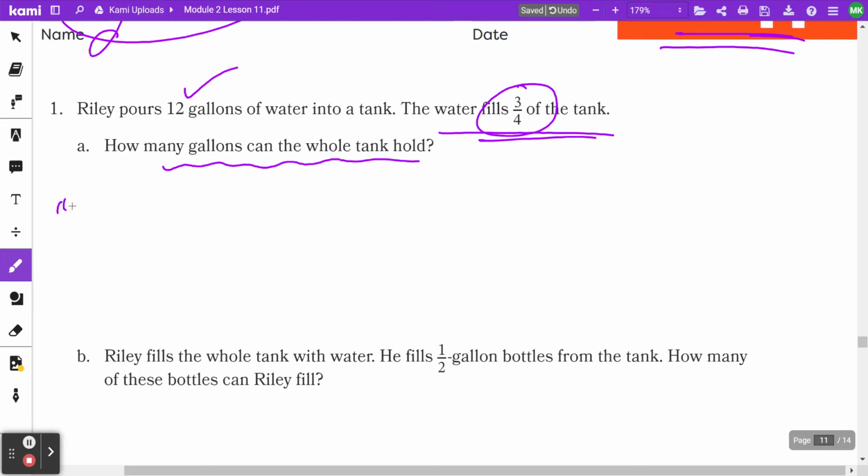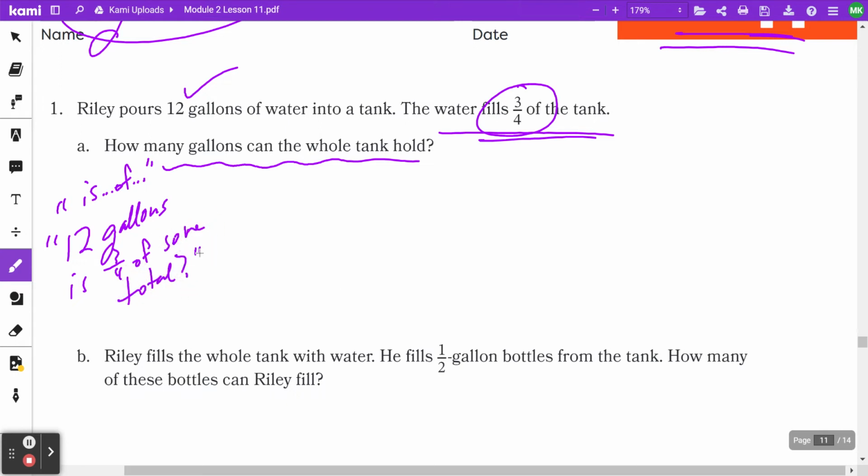So what I like to do is put an essential thought in here. This is what I like to call an "is of" question scenario. The 12 gallons is 3/4 of the tank, but we're looking for the total. Or, ready? 12 is 3/4 of what total? A little shorthand on that one. Now, this is how things play out with this.